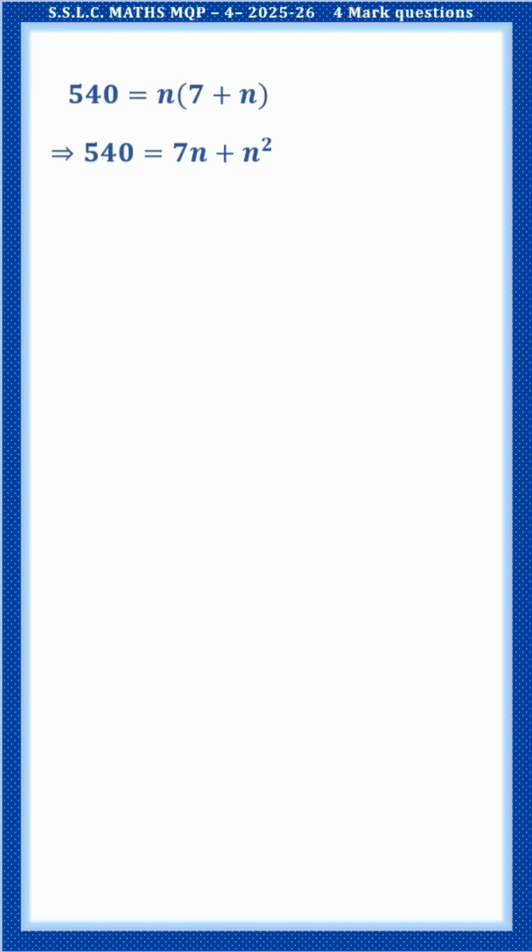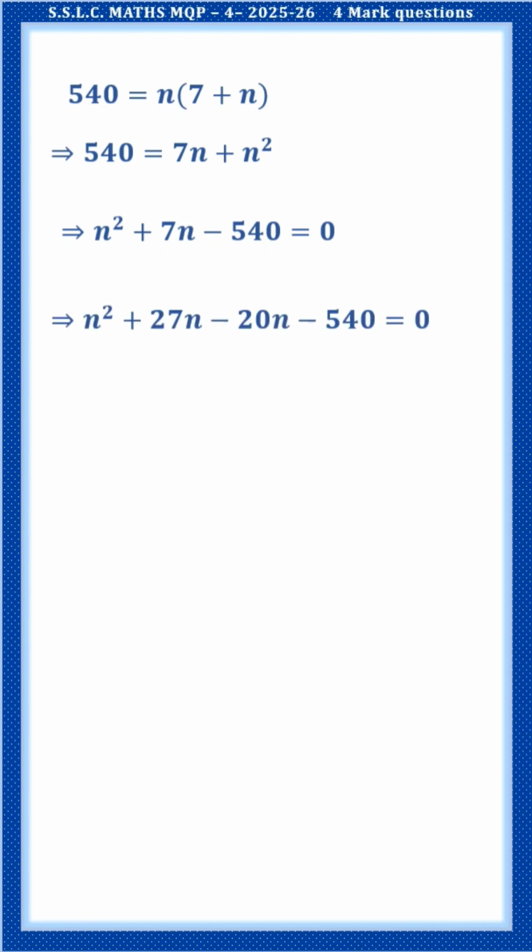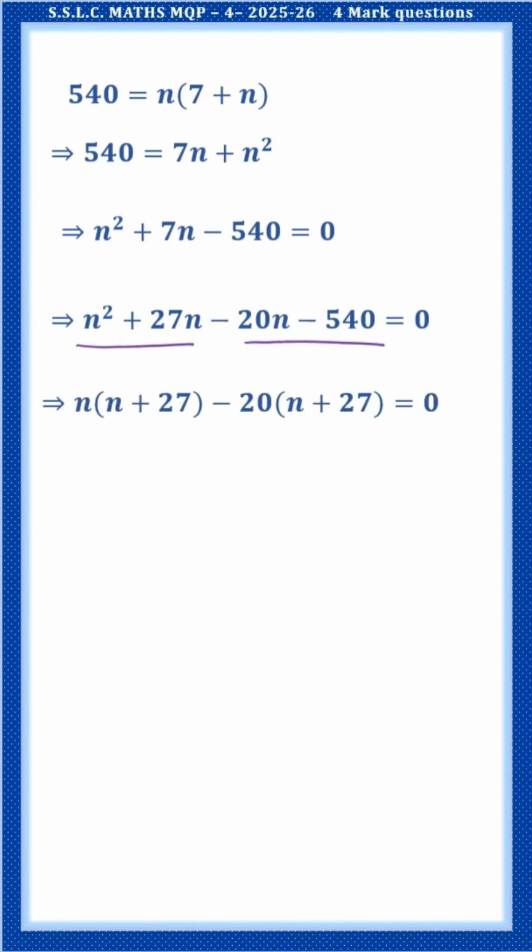Write it in the standard form. Now factorize. It is in the standard form. It is a quadratic equation. Solve it either by the factorization method or the formula method. I have factorized it here. Here n is common. Here negative 20 is common. Okay, so (n plus 27) into (n minus 20) is equal to 0.